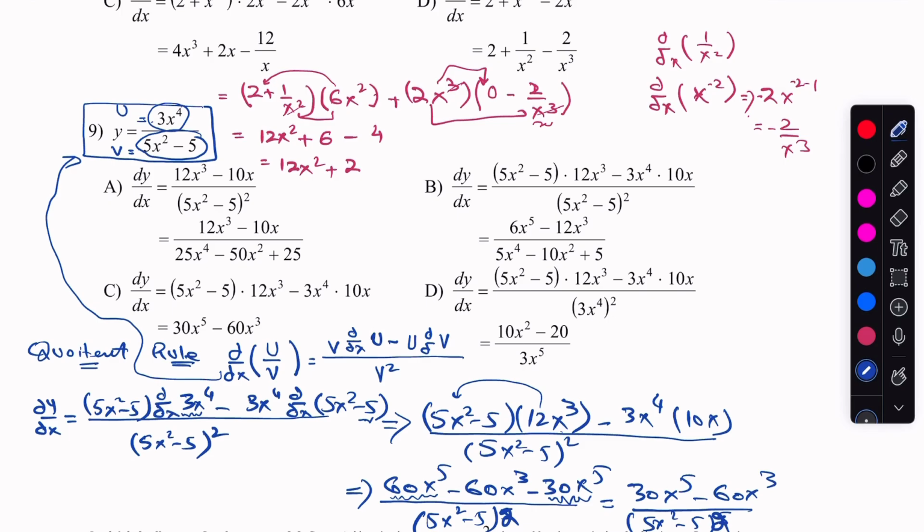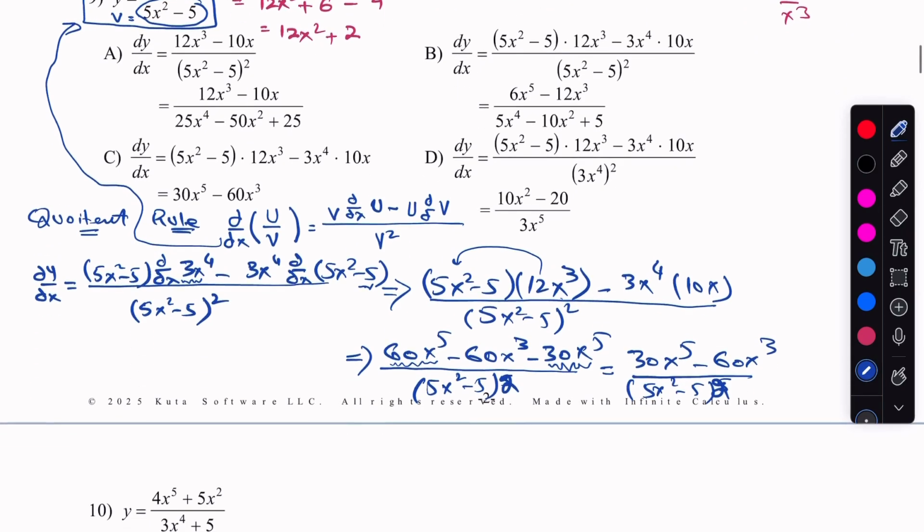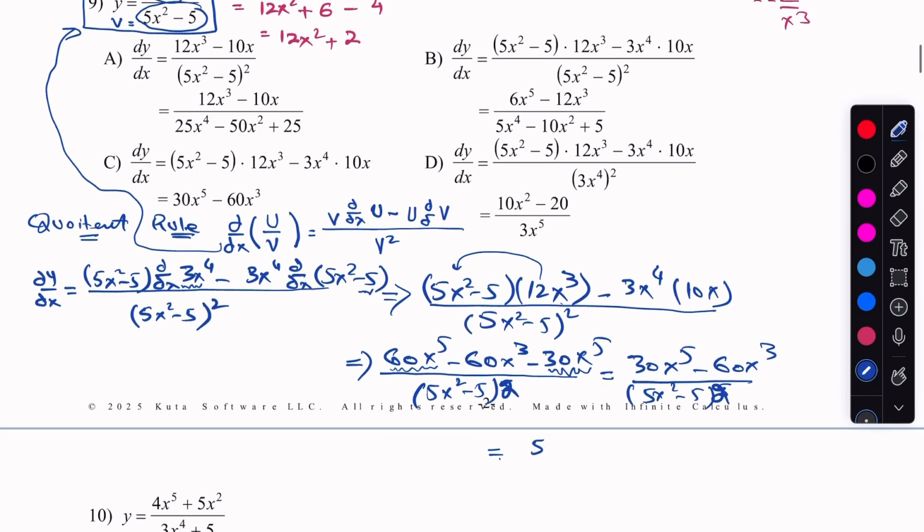So now what is the final answer? We can further simplify, which is, we can take 5 common from these two. So it becomes 6x power 5 minus 10x power 3.